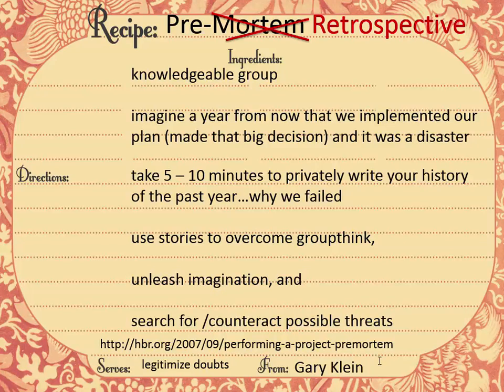And if you just let people go free form first about imagining a year from now that we implemented what we're recommending in our plan, we made that big decision, and it sucked so bad, the company went bankrupt or whatever. So now everybody's going to go, right? And then you ask them to write privately, so they're not being biased by other people, to write the history of the past year, why we failed. How did we get there? Here's what happened.